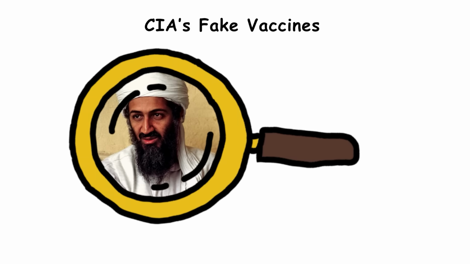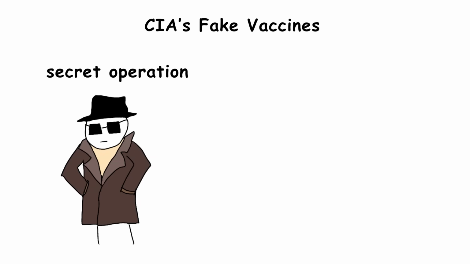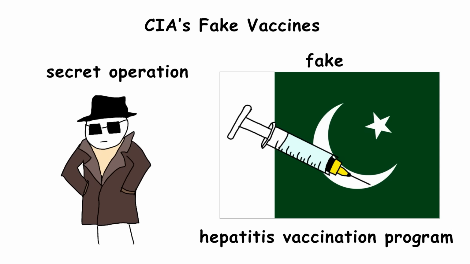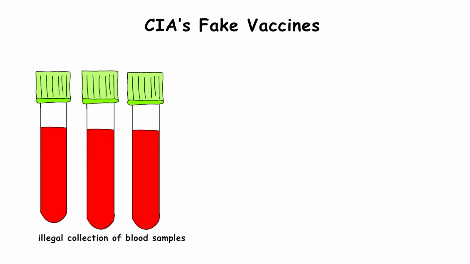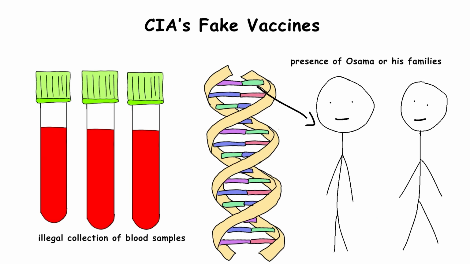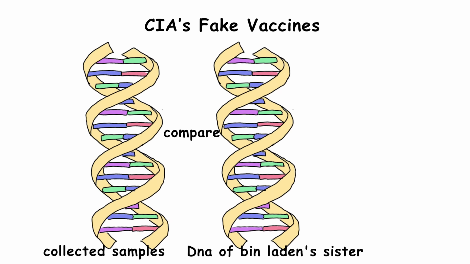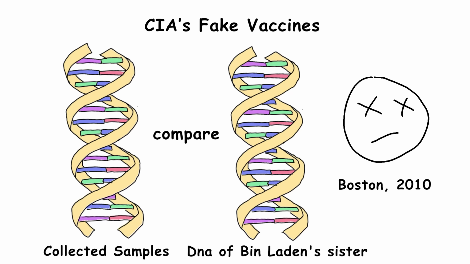During the hunt for Osama bin Laden, the CIA conducted a secret operation using a fake hepatitis vaccination program in Pakistan to illegally collect blood samples and confirm the presence of bin Laden or his family. The CIA planned to compare the DNA samples collected from the program with the DNA of bin Laden's sister, who had died in Boston in 2010.